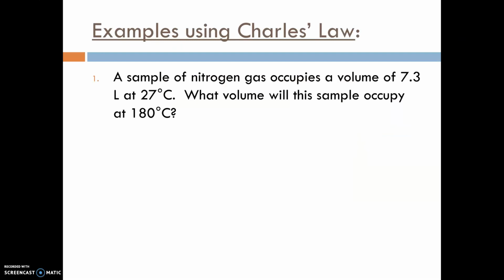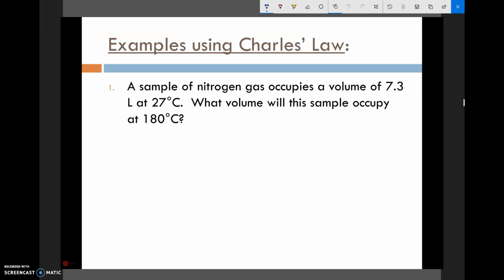Okay, right here, a sample of nitrogen gas occupies a volume of 7.3 liters at 27 degrees Celsius. What volume will this sample occupy at 180 degrees Celsius? Now with Charles' law, you're assuming that pressure is constant. So let's go ahead and underline what we know. We know that we have 7.3 liters, which is a volume, so I'm going to make this a V1, at, notice the at, that means it goes together, at 27 degrees Celsius, which is temperature. What volume, this is our unknown, we've already used a V1, so we're going to make this a V2, will the sample occupy at 180 degrees Celsius? This is going to be our temperature 2, or T2.